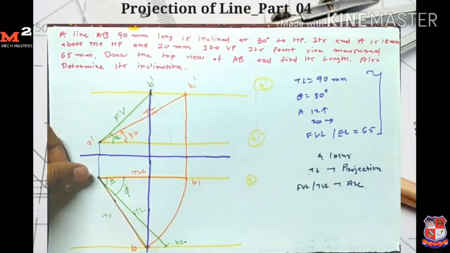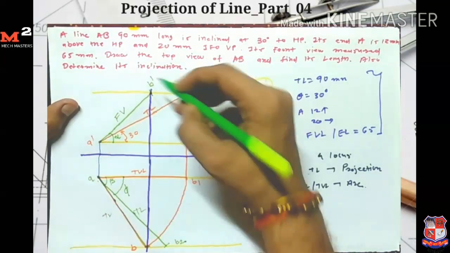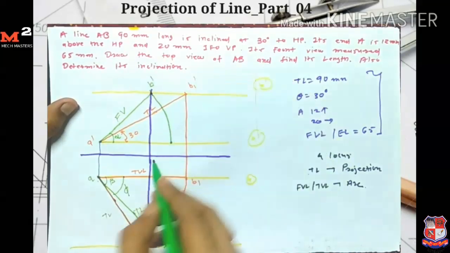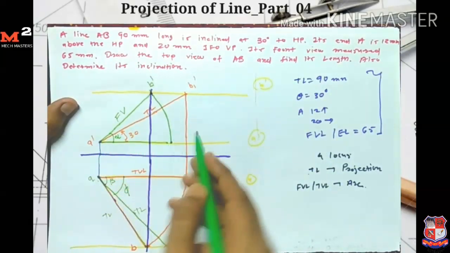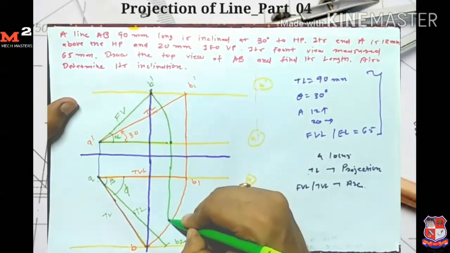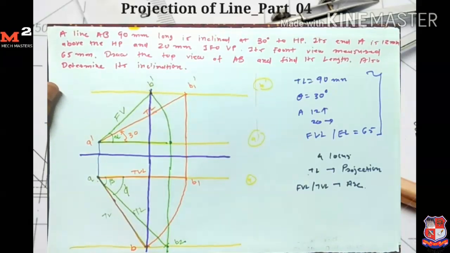Okay, so I can find the true length in another way. Here from the front view I draw one arc at here. So I get the front view length here. Now from the front view length, if I take the projection, it intersects the locus here. So here I get my B2 point. Okay, so I can find the true length by either of these methods.